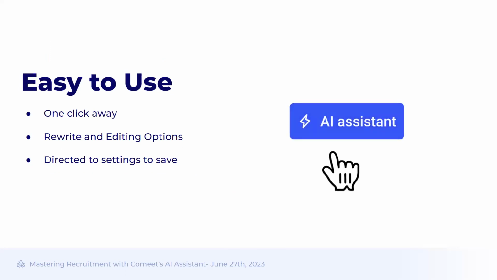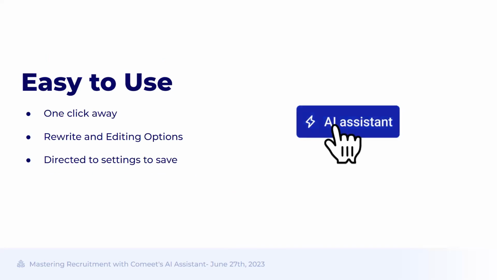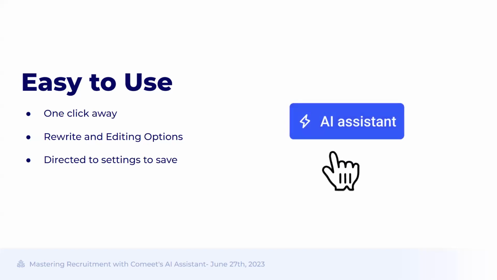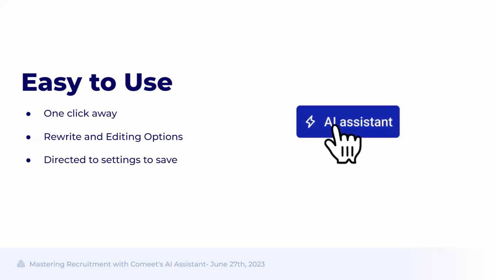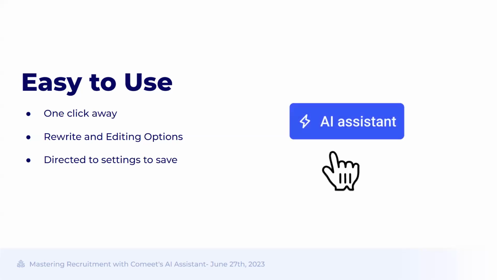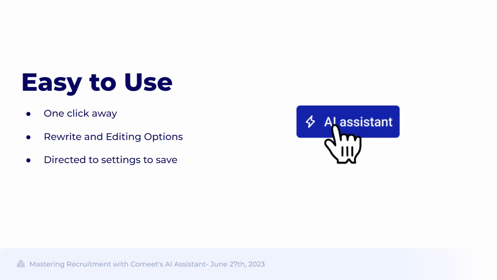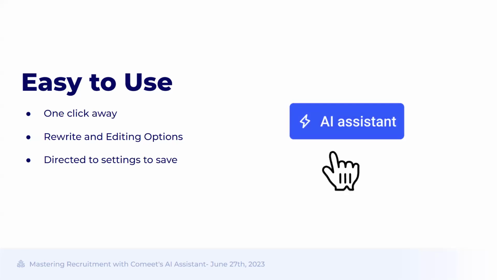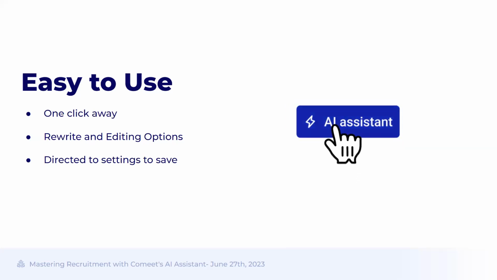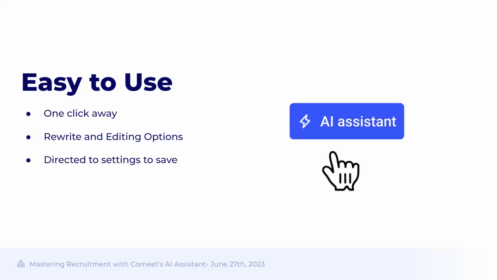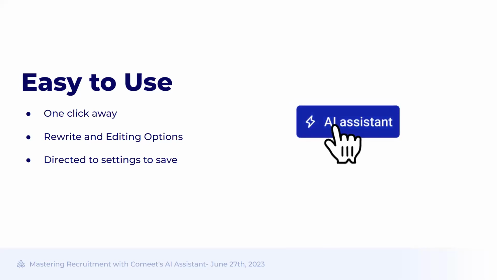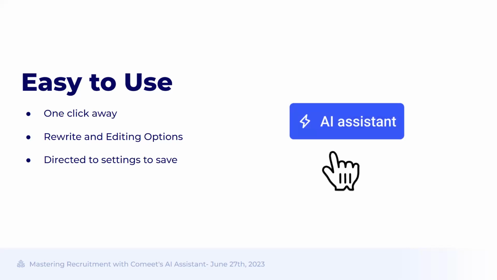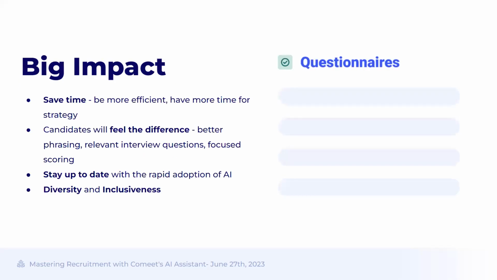We'll dive into the features in just a sec so I can show you exactly how they work and what the benefit is. But I want to encourage all of you not to be shy or hesitant about using the AI features. They are super easy to use. It's literally one click in each one of the parts of the software that we'll see today. It's easy to rewrite and have different editing options, and you'll be directed easily to the settings to save the information and use it again. While it is easy to use, it will have a huge impact.